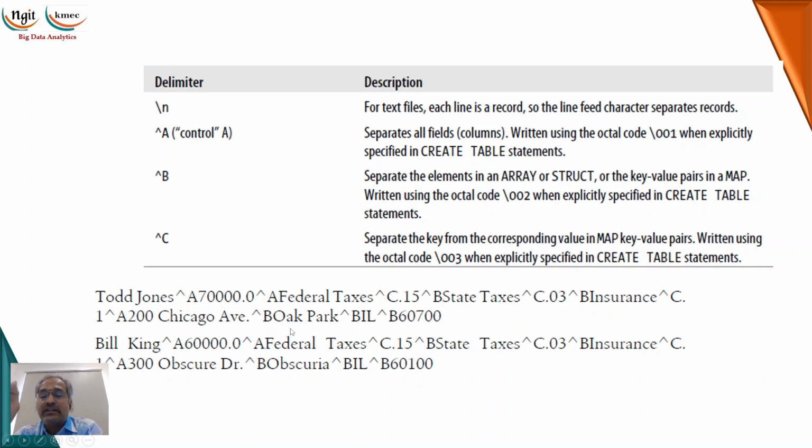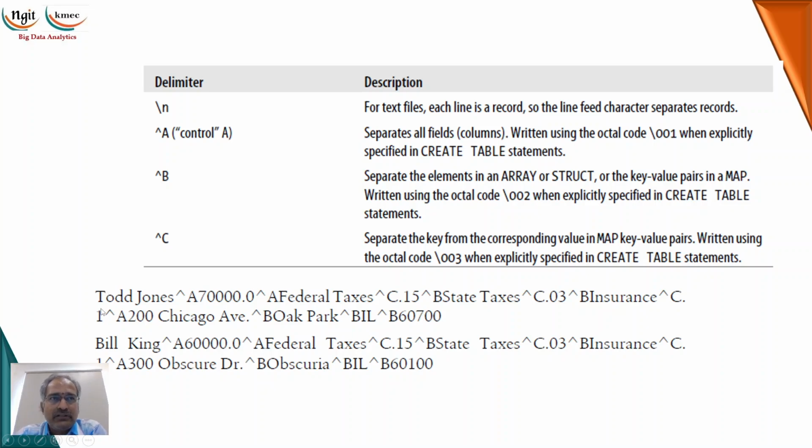Actually, while creating the data, we can separate the fields with different delimiters. Let us say, for example, see here, backslash n is for end of the record, and cap A is for the column separator, meaning that fields will be separated with cap A. Cap B is for array or struct element separators. And cap C is for separation of the key value pairs. The key value pairs will be separated by using cap C. So these are the various delimiters available.